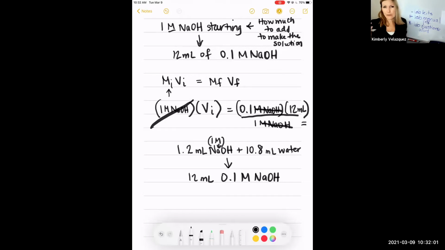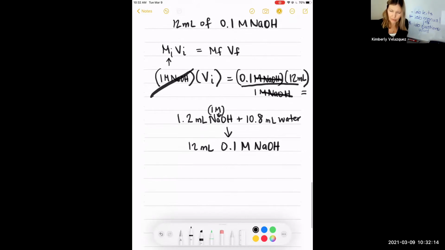So you're mixing this, the directions tell you how to do this. You're mixing it in your test tube, and that has to go in your test tube rack. That becomes your stock solution for putting the drops in your wells.